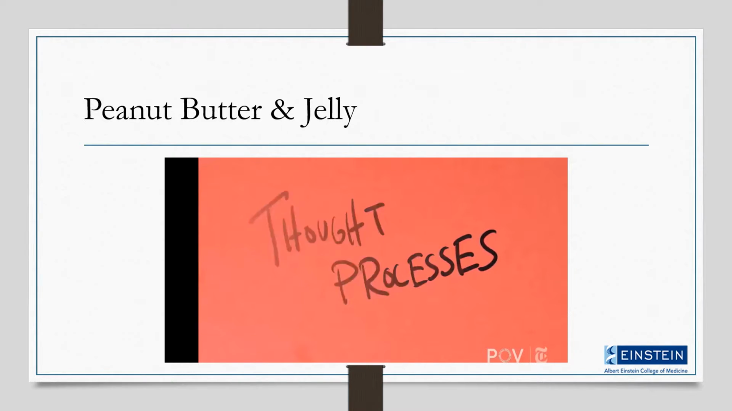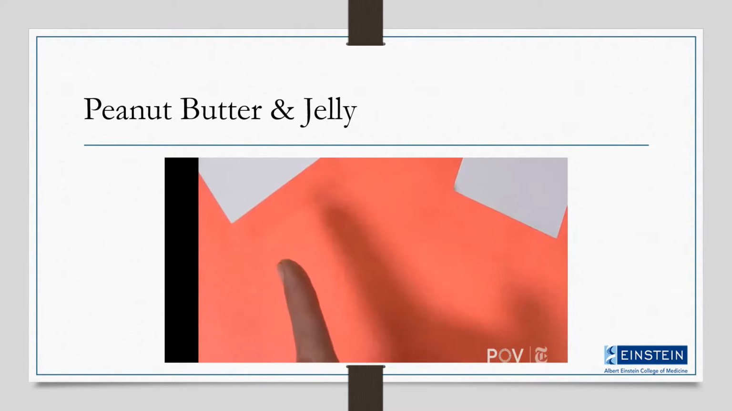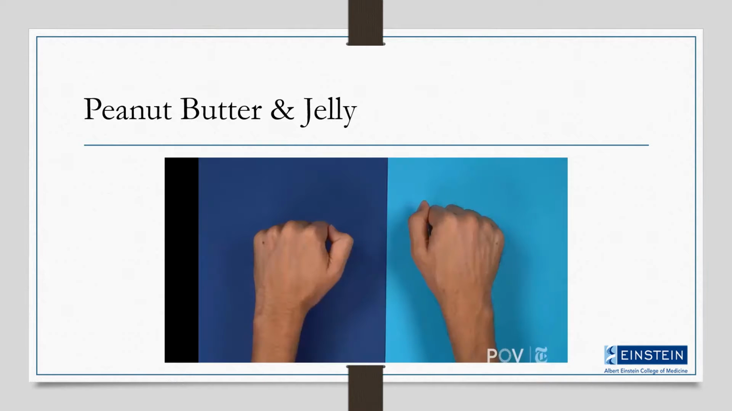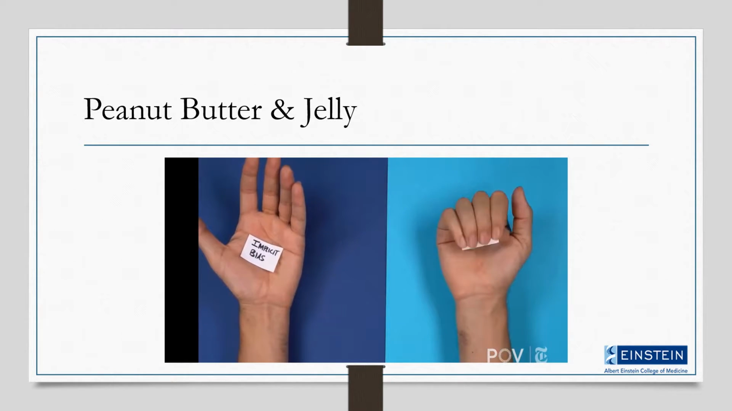Implicit biases are basically thought processes that happen without you even knowing it. Little mental shortcuts that hold judgments you might not agree with. And sometimes those shortcuts are based on race. First, some clarity. Saying someone has an implicit bias is different from calling someone a racist.